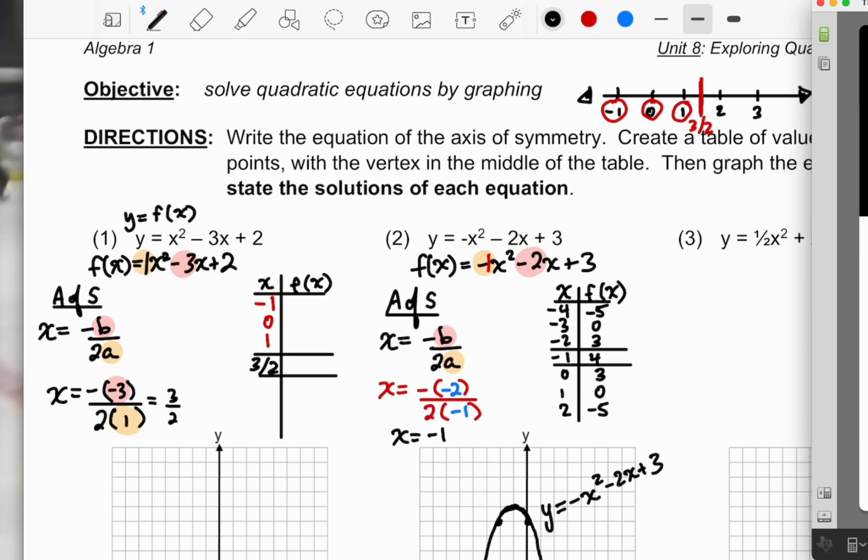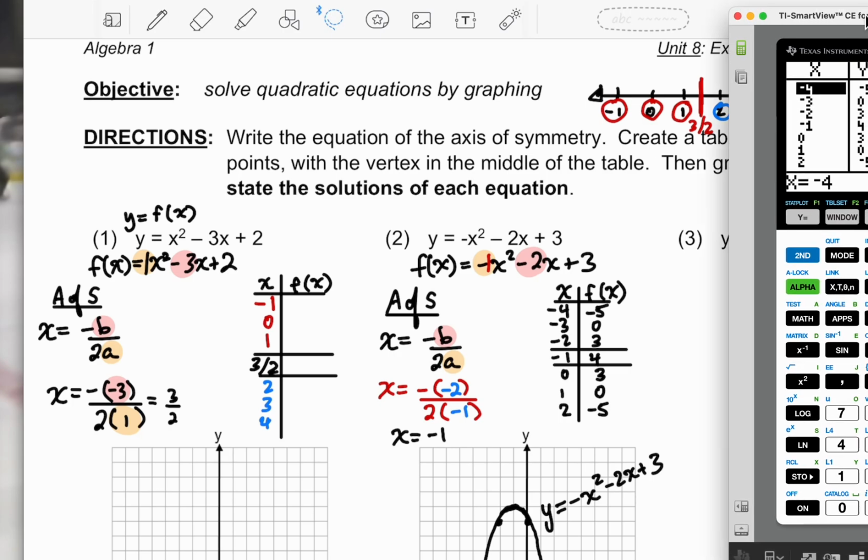So on the high side, the 3 consecutive integers beyond 3 halves would be 2, 3, and 4. So we're always looking for the consecutive integer values to the left and to the right on the number line, less than and greater than whatever the vertex value or the axis of symmetry value is. Then those numbers go into the table, or they'll be in the table once you type in your equation. So that's where this comes into play.